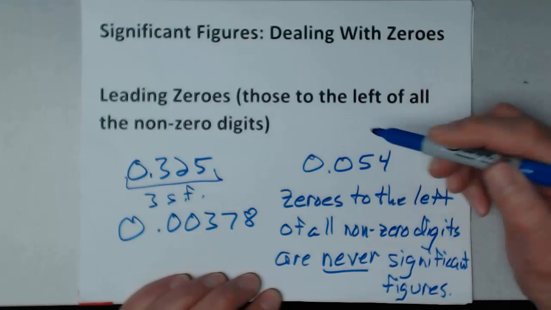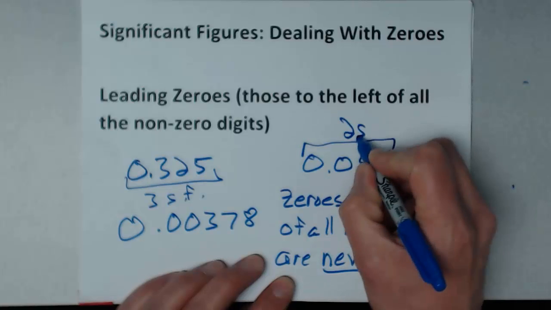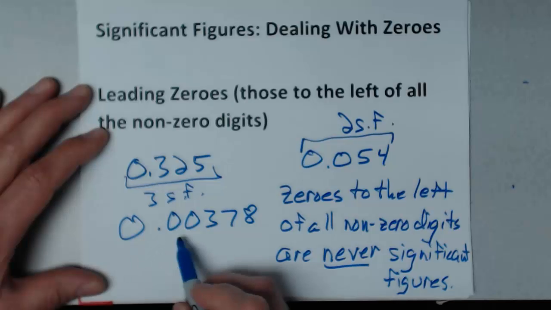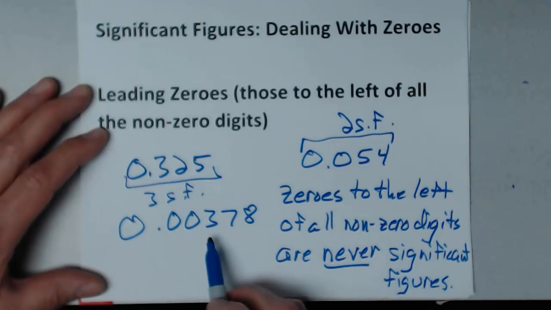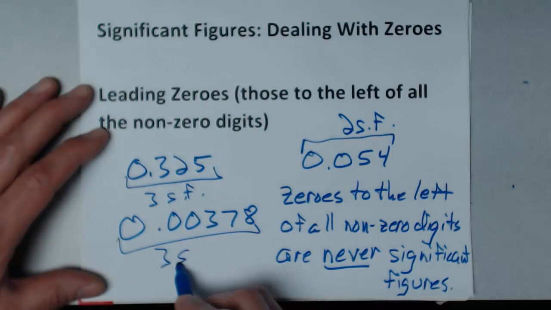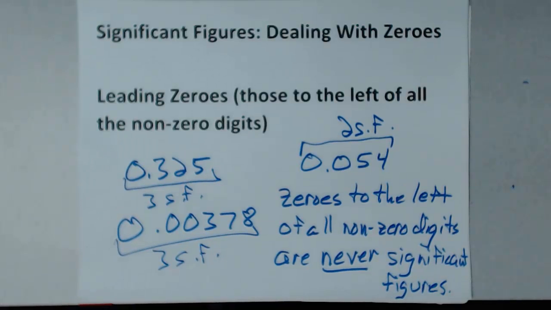So three significant figures. This number has two significant figures. Neither of these zeros are significant. So in this number, all three of these zeros are not significant. The only significant figures here are 3, 7, and 8. So again, three significant figures. That rule is very cut and dried, easy to deal with.